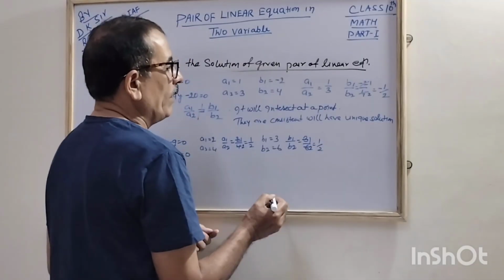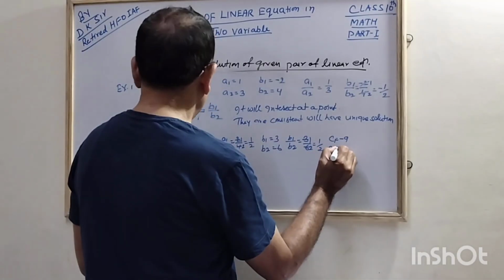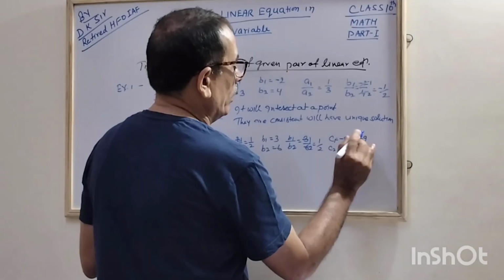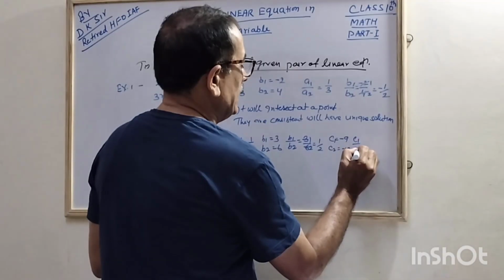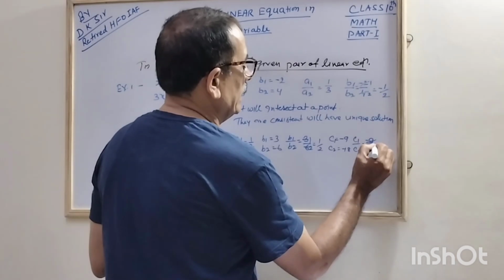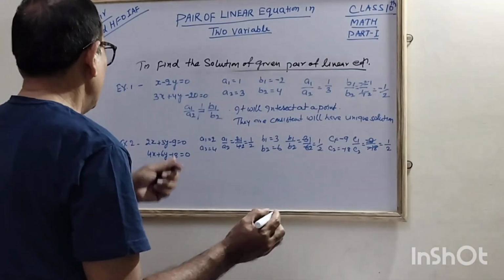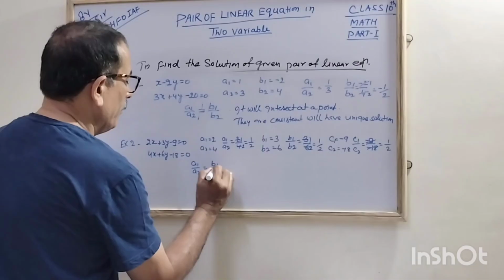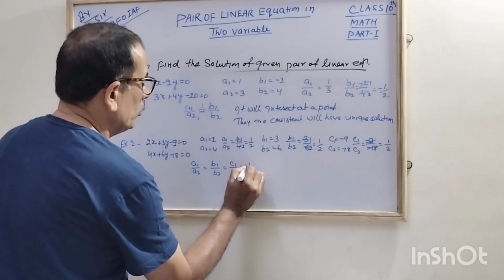Correct? Then we will find the c1. The c1 is equal to minus 9 and the c2 is equal to minus 18. So we will see c1 by c2. The c1 by c2 is equal to minus 9 by minus 18. When we cut it, it becomes 1 by 2; minus minus is also removed. So here we find that a1 by a2 is equal to b1 by b2 is equal to c1 by c2, which is equal to 1 by 2.